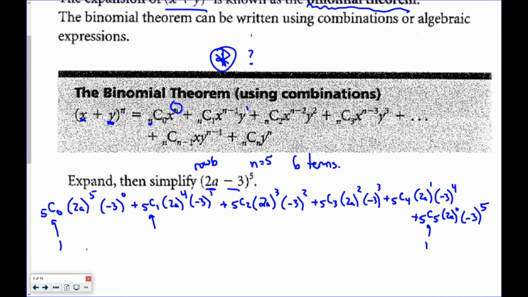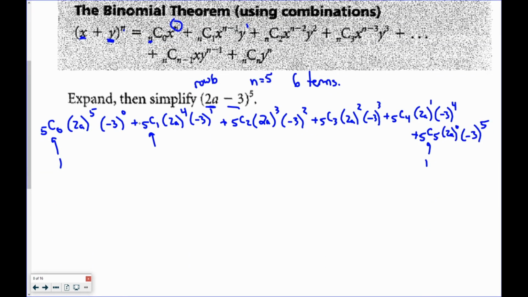I don't have a calculator with me, so here we go. So it's 5, 10, 10, 5. Okay, what else makes this hard? Well, you actually have to go to the power of 5. So you get 32 times 1 and a to the 5. So you get 32a to the 5.